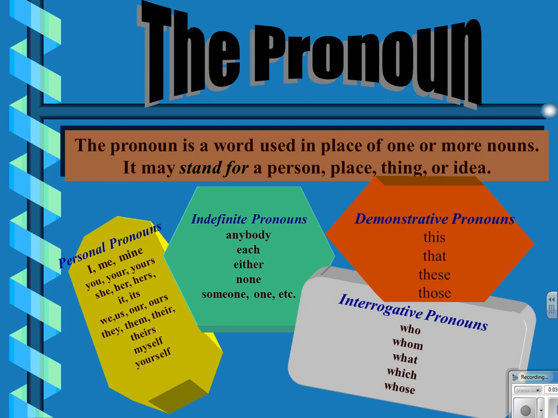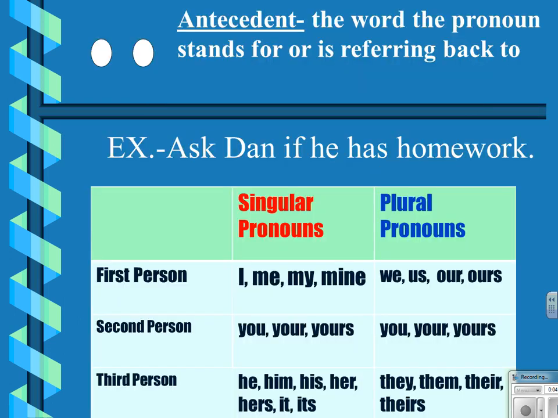And these are all the pronouns. We have personal pronouns like I, me, mine, you, yours, she, it, we, our, they, them, myself, yourself. We have indefinite pronouns like anybody, each, either, none, or someone. Demonstrative pronouns like this, that, these, or those. And interrogative, meaning the question there, who, whom, what, which, or whose. Those are all different types of pronouns.